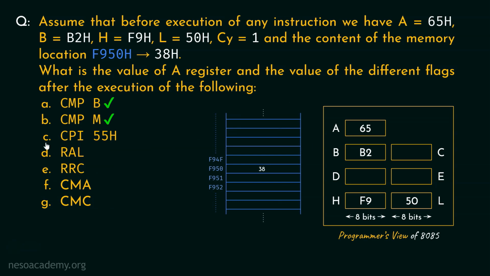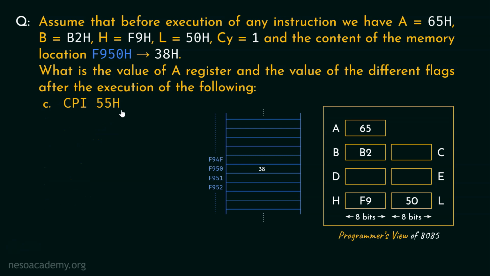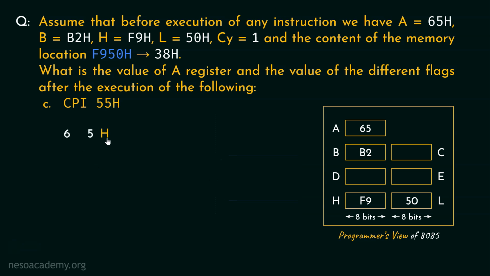Let's now focus on the third instruction CPI 55H. As you can notice, this is the instruction where we are using immediate addressing mode. We are sending the second operand via the instruction itself. So, with the content of the accumulator, which is 65, we are going to compare the value 55. Let's perform the subtraction. The minuend is 65 and the subtrahend we are sending directly, that is 55.